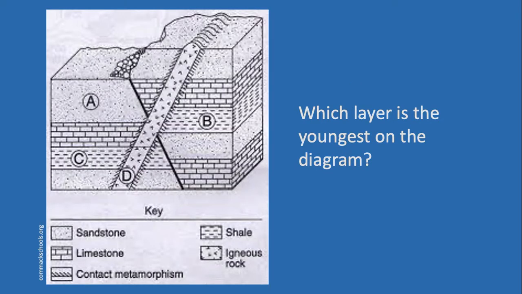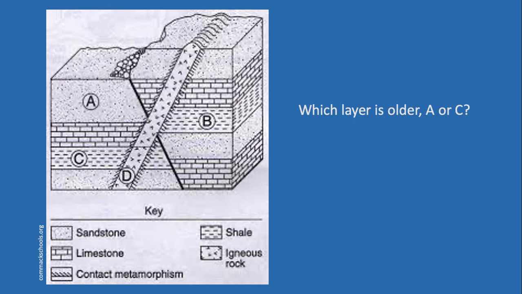Which layer is the youngest in the diagram? The most recently formed layer. Well, it would have to be D, because D is cutting across all the other layers, including the fault. And you can see D is igneous rock, which forms from molten rock, and all along the edges of D is the symbol for contact metamorphism as well. But D would be the youngest layer in this diagram.